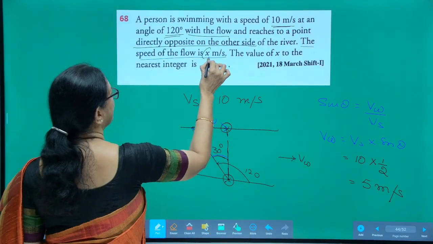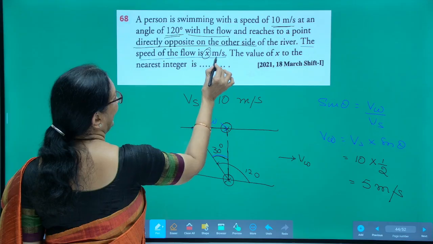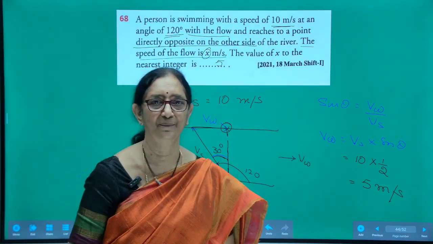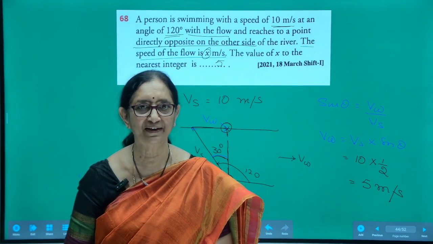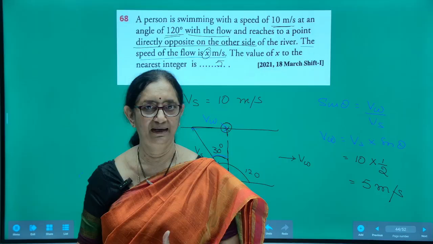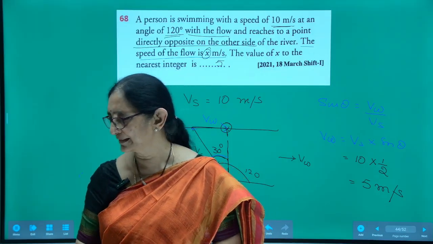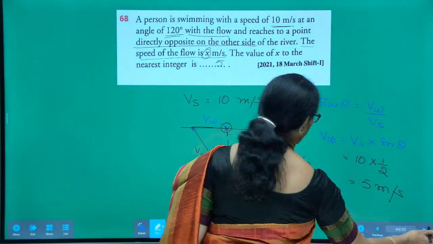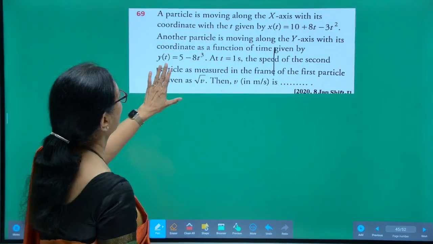So velocity of water is given as x meter per second. What is the value of x? That's a numerical problem. So the value of x is 5 and being velocity, its unit is meter per second. So it is 5 meter per second. Let us move on to this problem.